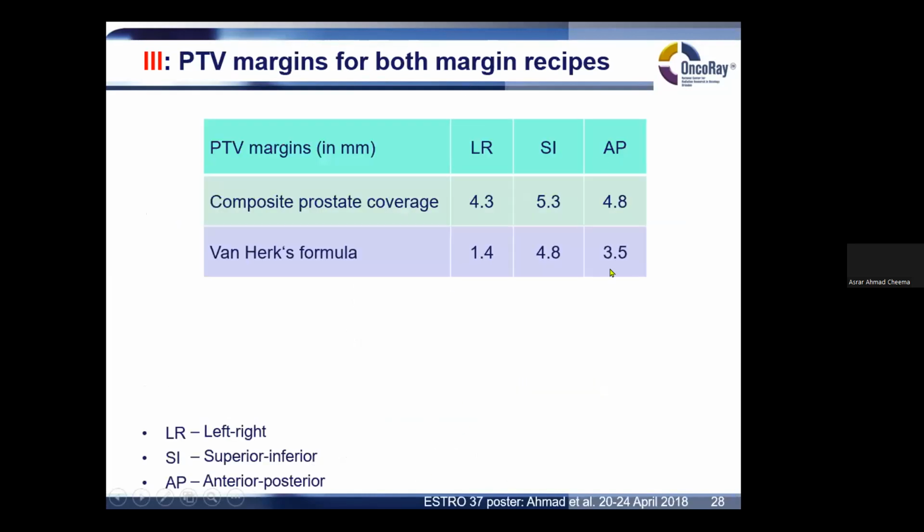So this table shows the PTV margins for composite prostate coverage as well as Van Herk's formula based PTV margins. So we can see that composite prostate coverage leads to larger PTV margins as compared to the Van Herk's formula based PTV margins. In the clinic where I performed this study, they used 8 mm uniform PTV margins all around the patient, except they used a 5 mm posterior margin to spare the rectum. So the margins were adequate.